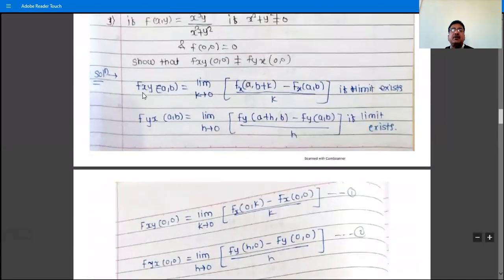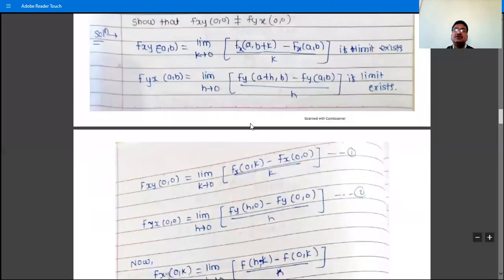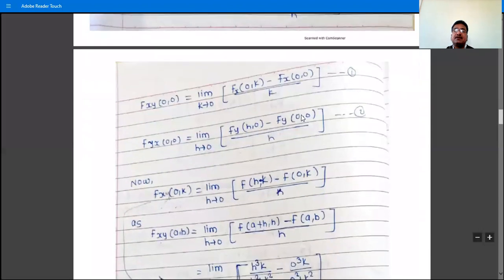Fxy means the derivative of fx with respect to y. Just replace f by fx in that definition. And fyx means the derivative of fy with respect to x. So how can we find the derivative of fy with respect to x? Write first the derivative of f with respect to x and just replace f by fy. Then write a and b as 0, 0. We have this, equations 1 and 2.